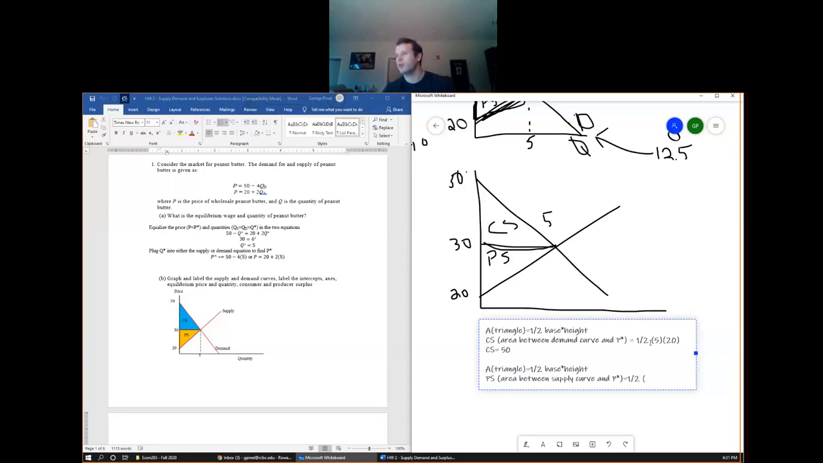All right, so the base is going to be the same. It's the exact same line, so that's going to be 5. And the height will be from 30 to 20, which is 10. So your producer surplus is going to be 1/2 times 5 times 10, which is 25.